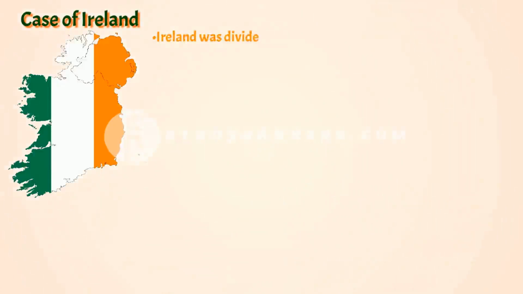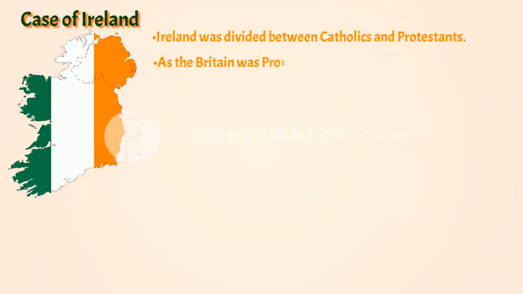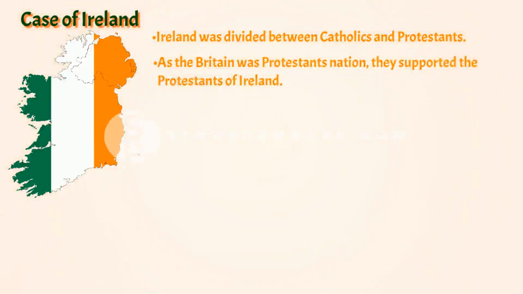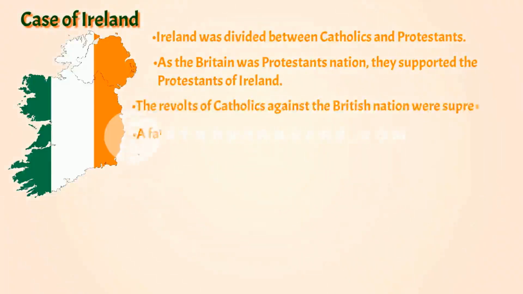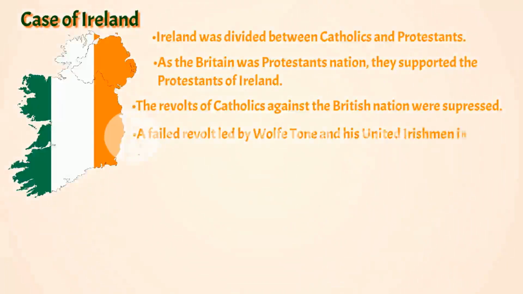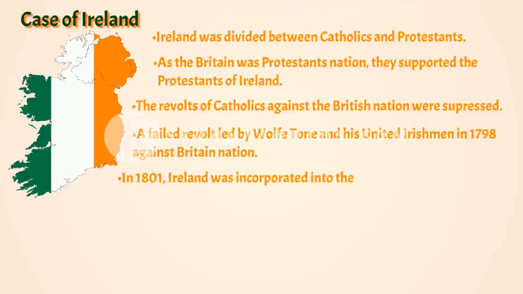Ireland's case was also similar. The country was divided between Catholics and Protestants. As Britain was a Protestant nation, they supported the Protestants of Ireland to establish their dominance over a country which was mostly Catholic. The revolts of the Catholics against the British nation were suppressed. After the failed revolt led by Wolfe Tone and his United Irishmen in 1798 against the British nation, Ireland was incorporated into the United Kingdom in 1801 forcefully.